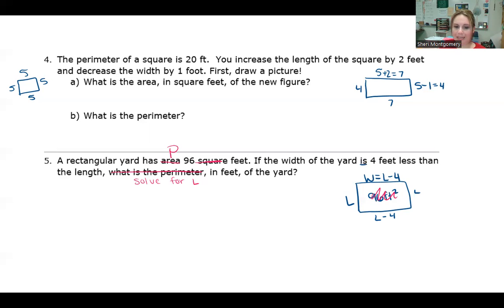So if the perimeter is 96, and we know that the perimeter is adding everything up on the outside, if we added everything up on the outside, we'd have L, L, L, L. So we'd have 4 L's. And then we have minus 4, which is minus 8. And that is equal to the perimeter, which is 96.